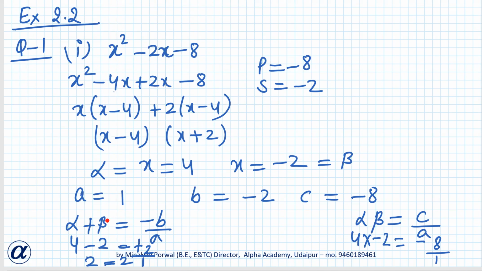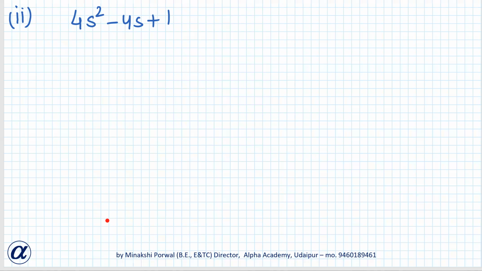So, first of all, let me know, are all 6 parts done? Just type in the chat box. So here how we'll factorize? Actually product, ये A है और ये C है, तो 4 into 1, product of two numbers is 4 and their sum is minus 4.